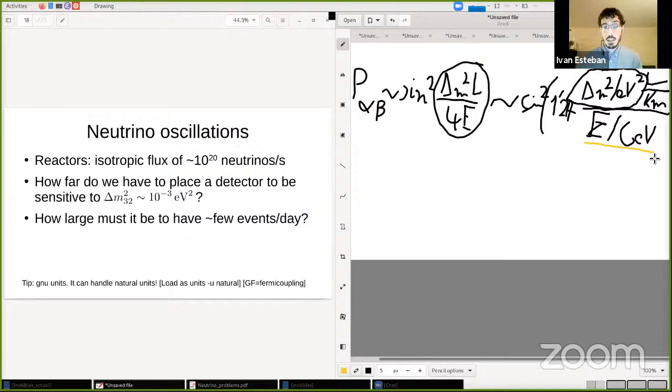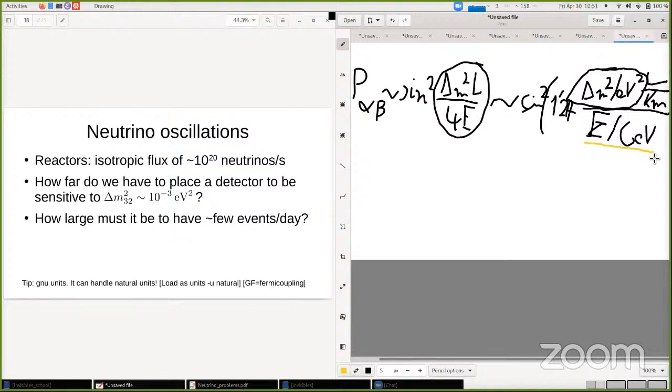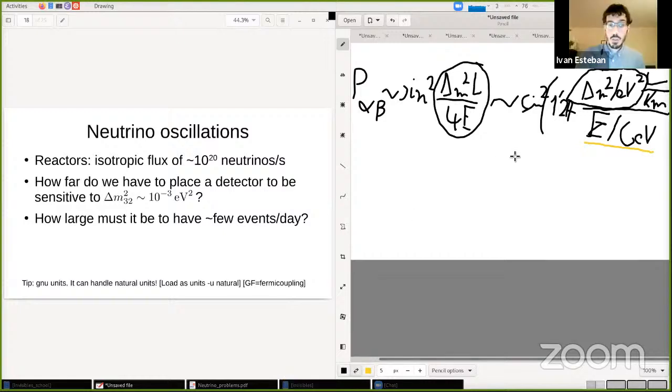Exactly. The typical energy in nuclear reactions, that is the typical binding energy in a nucleus, is of order MeV. So the energy will be of order MeV, which is of order 10 to the minus 3 GeV, sorry.